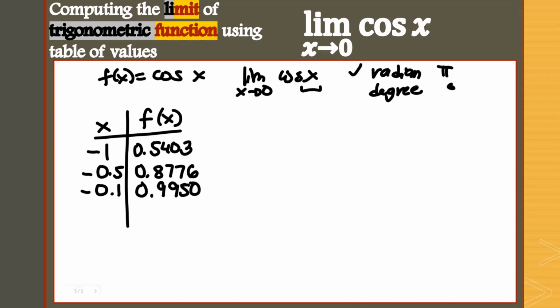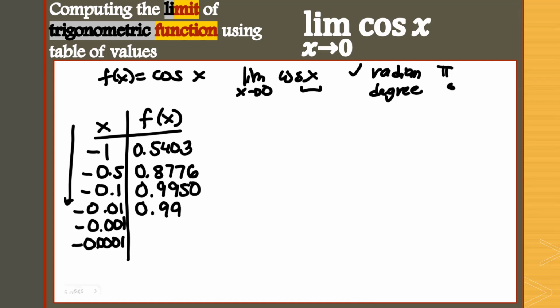Now, to look into this further, let's include other values closer to 0 for your x. So here, let us try -0.01, -0.001, and -0.0001. Obviously, they are all getting closer to 0. Now, as you plug this in your calculator, as you use x equal to -0.01, you will have approximately 0.99995. I'm just increasing it to 5 decimal places. Don't worry, because I would really like to let you see the trend here.